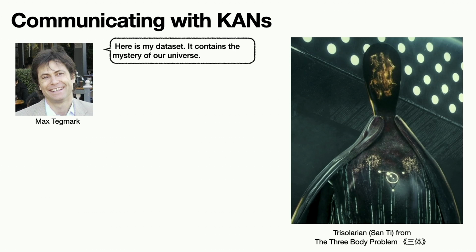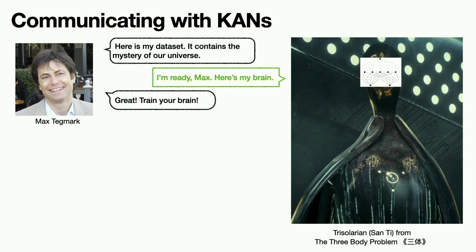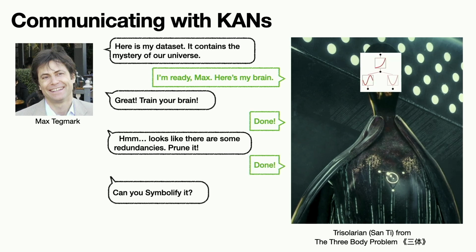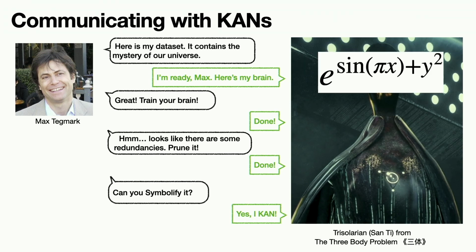Well, Max doesn't sound like this, but just to make the distinction. So Max went up and said, here's my data set. It contains the mystery of the universe. And the CAN went, I'm ready, Max. Here's my brain. And Max said, great, train your brain. Done. It looks like there's some redundancies in it. Prune it. Done. Can you further symbolify it? Yes, I can. So from this massive data set, massive network, it simplifies all the way down to a symbolic formula, which is completely interpretable.